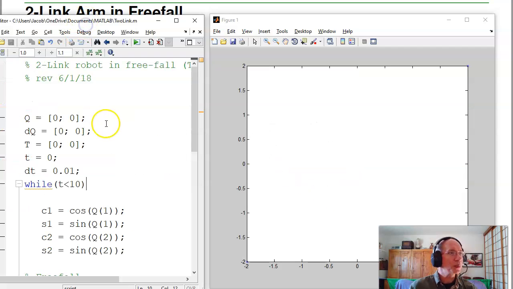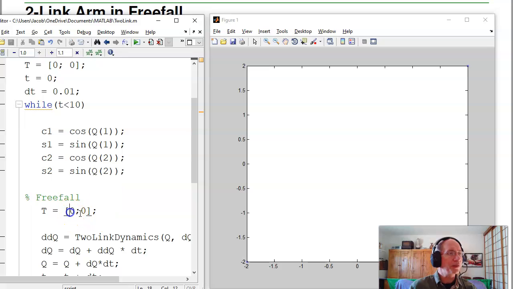This is when the torque is 0. If I add friction, like let's have the first link, the torque is minus the velocity, that's friction. If I add a whole bunch of friction, here's how it behaves.